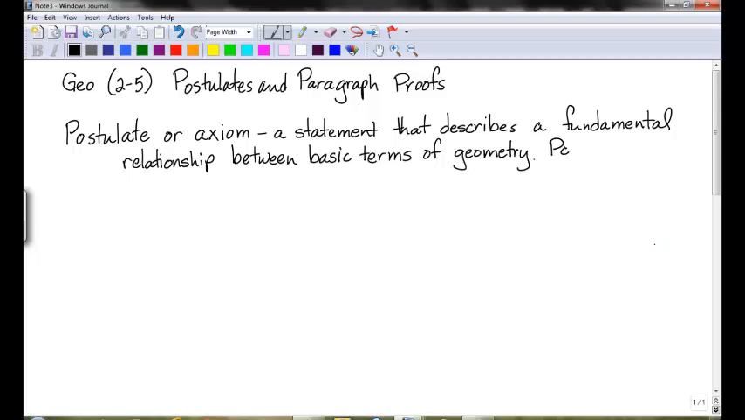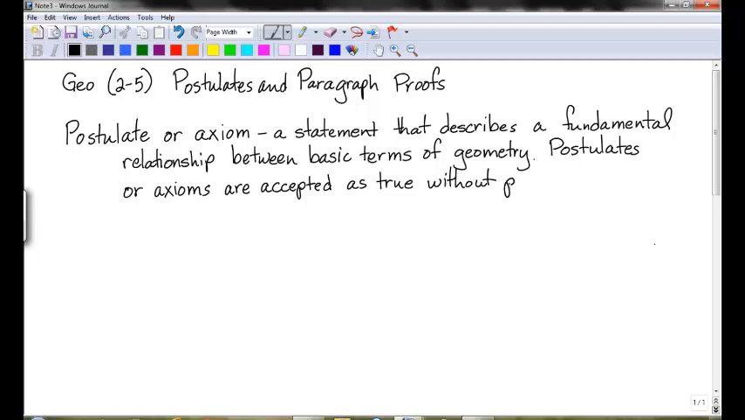And postulates or axioms are accepted as true without proof. Okay, they are accepted as true without proof. Now, I almost hesitate to give you the numbers on these postulates. I'm tempted to not put the numbers down because on the homework, I won't take like postulate 2.1. It's got to be written out in words. So would you rather I leave the numbers off?